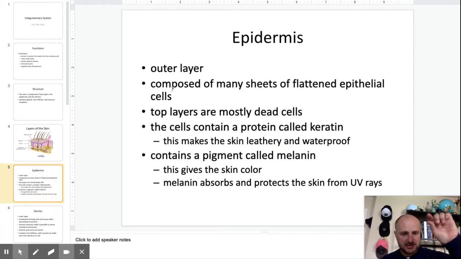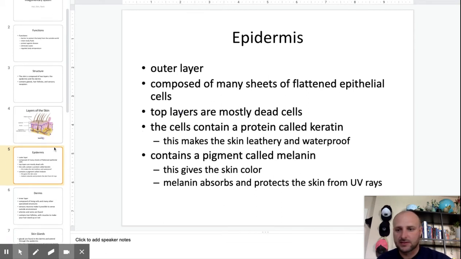The epidermis, remember, that's the outer layer. It's composed of mostly flattened epithelial cells. Remember, epithelial tissue is a covering tissue. Top layers are mostly dead, but the bottom layers aren't. The cells all contain a protein called keratin. That's a very important protein. It helps keep the skin waterproof. And it contains a pigment called melanin. Melanin is what gives our skin its darkness of color. If you have darker skin, you have more melanin. If you have lighter skin, you have less. And it helps absorb UV rays, protecting the skin from getting skin cancer.